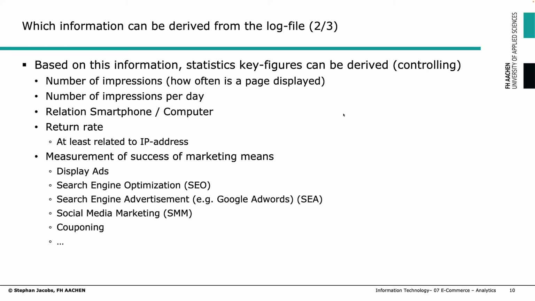Based on this information given on the former page, statistics and key figures can be derived, which is important for controlling. So, how big is the number of impressions, meaning the number of pages displayed? How is the number of impressions per day? What is the relation between smartphone and computers?